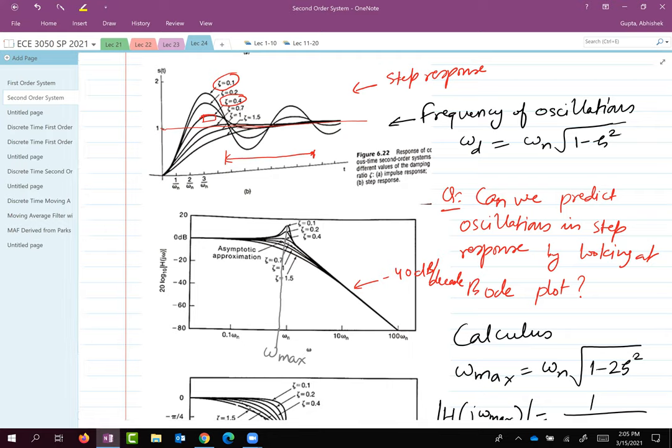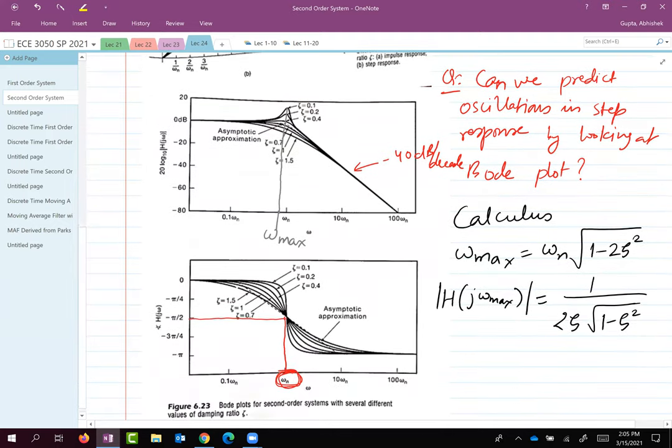So you can actually infer the entire time behavior of the step response or impulse response by just looking at the Bode plot, or vice versa. If you know the time response, you will know exactly what the Bode plot looks like. If you know the Bode plot, you can figure out what the step response or impulse response is going to look like.